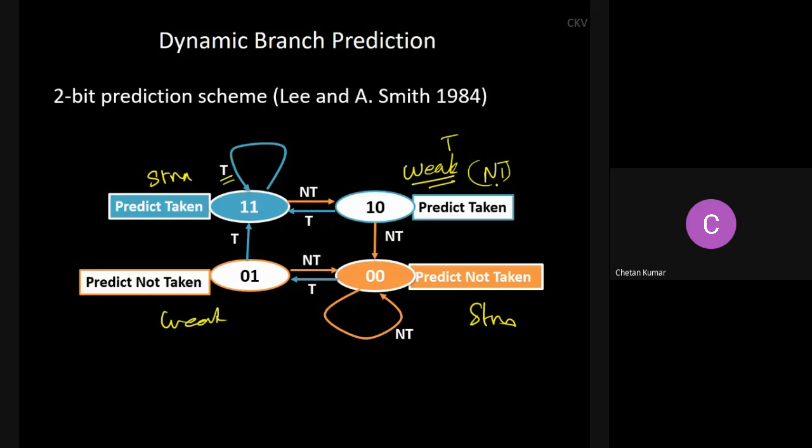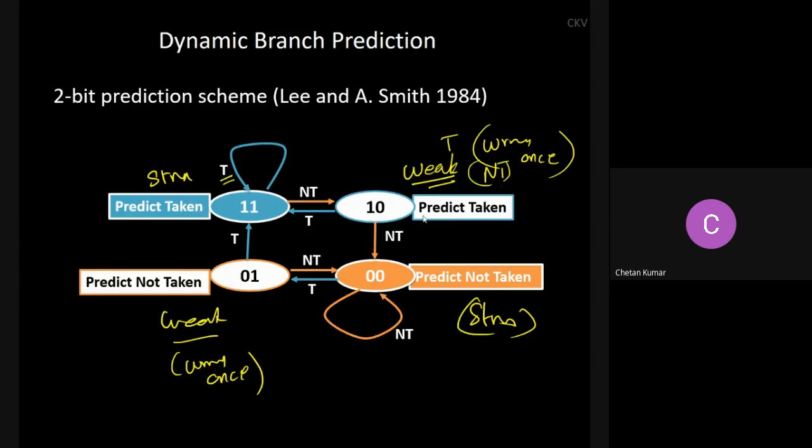You can analyze it whichever way you want. When you are in the strong state, you require 2 wrong predictions to change your original prediction. But if you are in the weak state, you will only require 1 wrong prediction to change. The weak state here basically indicates that you have already been wrong once. That is how you will be able to analyze it.